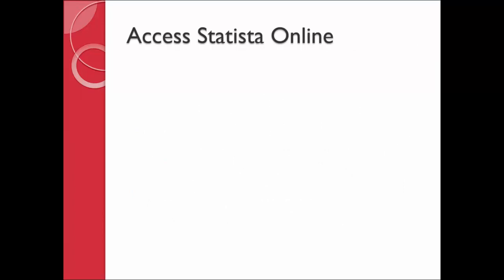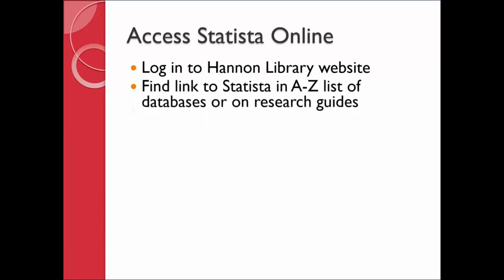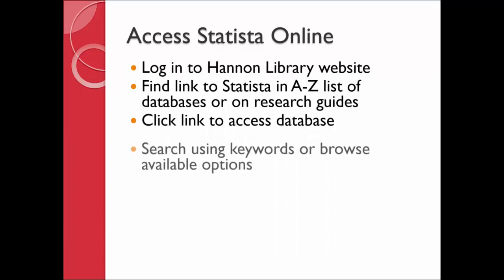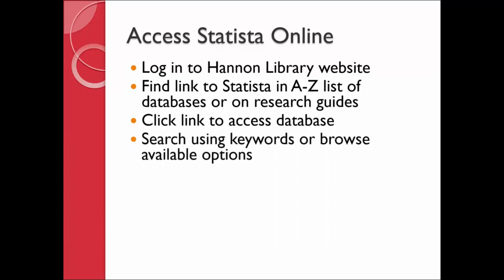So, how do you access Statista? Since Statista is a subscription database, you are going to want to be logged in to the Hannon Library website using your SOU credentials to make sure you can access it. Once you've logged in, just find Statista in the A to Z list of databases or on one of the many research guides on the library website. Once you click on the link, you'll be able to search Statista using keywords or browse by category.